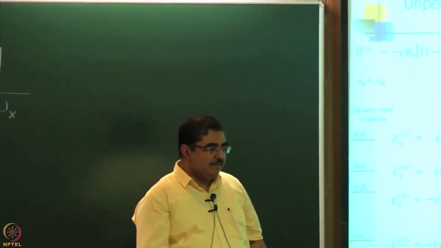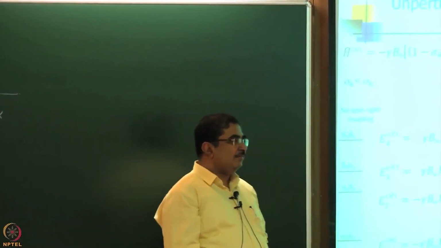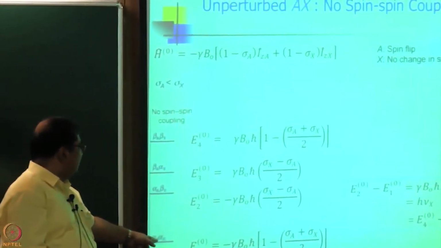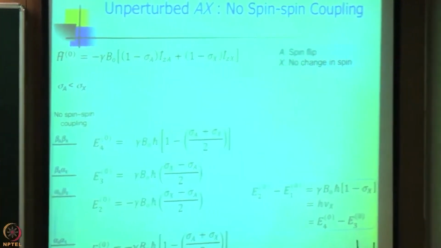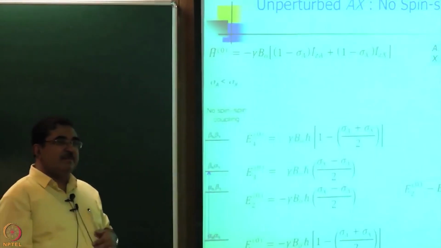Now, what about the other scenario where A undergoes a spin flip and X does not? Is there any such transition possible here? Yeah. If I start from here, alpha A alpha X to, where should I go? Beta A alpha X, this transition. Can we work out the energy gap?